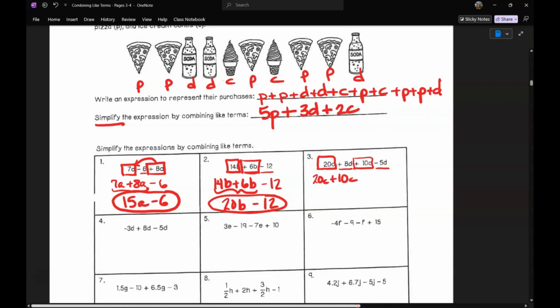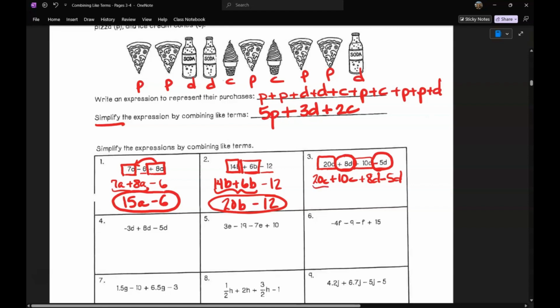Now I'm out of C's, so I'm going to need a different shape. I'm going to put the 8D and the -5D in a circle so I don't get those mixed up with my C's. Now I'm going to write those at the end. Plus 8D minus 5D. Notice this was a minus, so I made this a minus. Whatever operation's in front of the number, it stays with it.